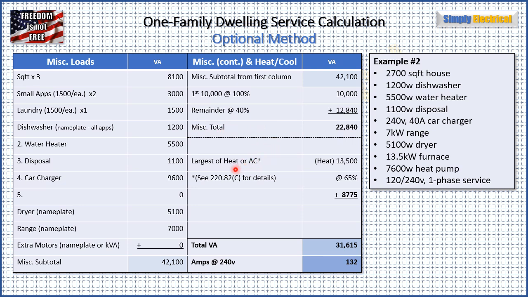Move on to our heating and cooling, and again we have a furnace and a heat pump, so we're going to end up taking 65% of the furnace. So 13,500 at 65% is 8,775 VA. Added to the 22,840 and we get 31,615 VA for our total house VA. Divide by 240 single phase and we get 132 amps for our service size.